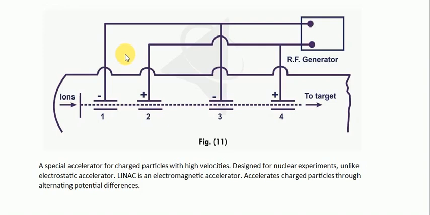So, what do you think? If we wanted to double the speed of this ion, how much longer would each tube need to be? Give it a thought and let's keep learning about the incredible physics behind particle accelerators.